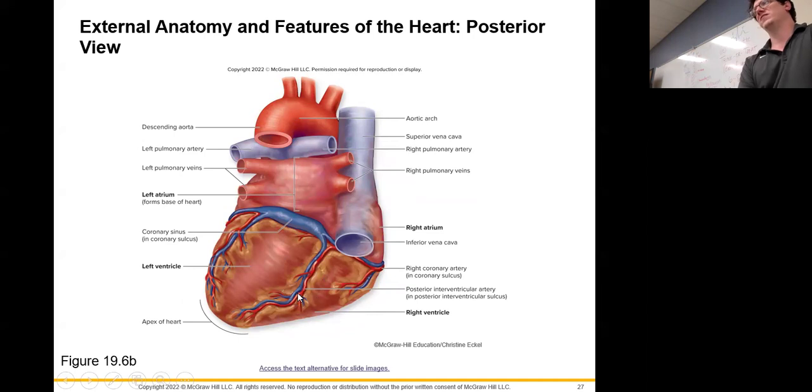But we can also see where all of the veins on the heart are draining back as well. So all of the veins of the heart are going to be draining their fluids back towards this structure right here. This is our coronary sinus. So the coronary sinus is basically going to be the collection port or the main vein for our heart.